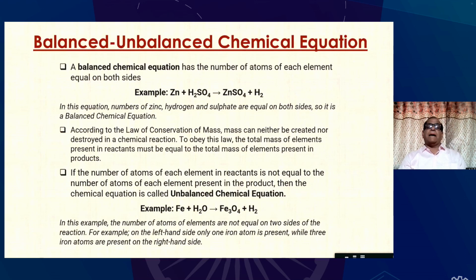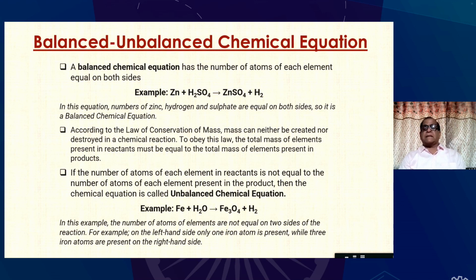Now, what are balanced and unbalanced chemical equation? A balanced chemical equation has the number of atoms of each element equal on both sides. In this equation, zinc, hydrogen and sulfate are equal on both sides, so it is a balanced chemical equation. According to the law of conservation of mass, mass can neither be created nor be destroyed, but it can be transferred from one form to another.